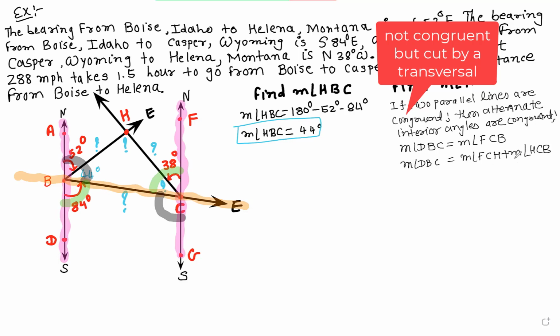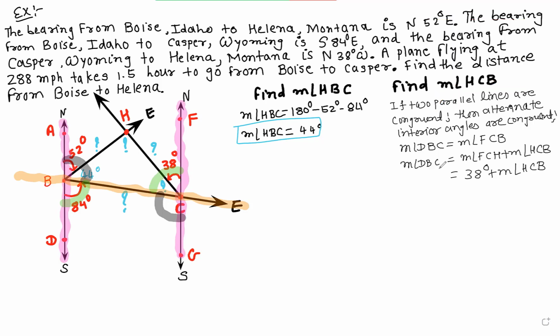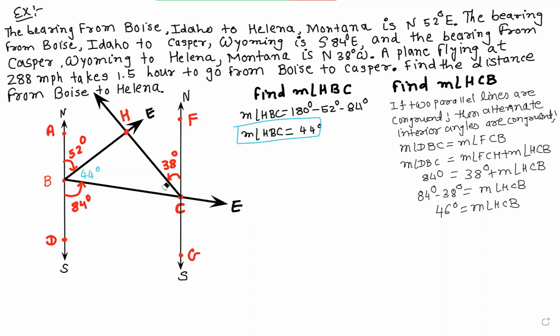So now we will plug in the values. Measure angle FCH, 38 degrees, plus measure angle HCB. We need to find that. Measure angle DBC equals 84 degrees. To find measure angle HCB, we will subtract 38 degrees from 84 degrees. So that answer will be 46 degrees. So now I will erase all of this so far. I will label this angle 46 degrees.